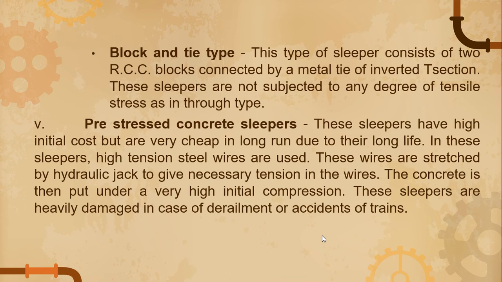The next type is the block and tie type. This type of sleeper consists of two RCC blocks connected by a metal tie of inverted T section. These sleepers are not subjected to any degree of tensile stress as in the trough type.